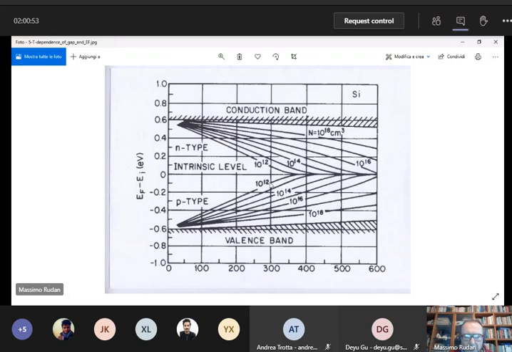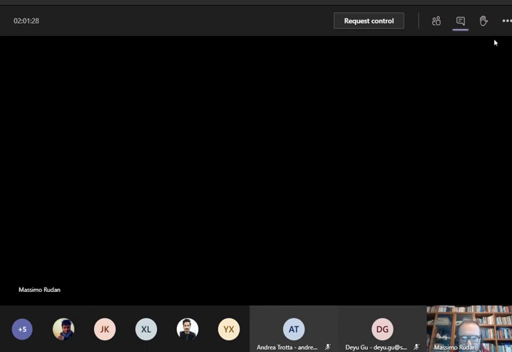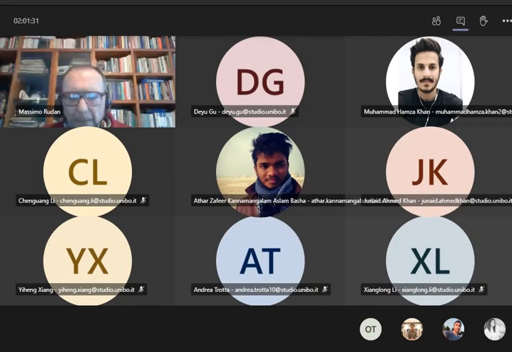The same happens for a p-type dopant, just the opposite. When it is 10 to the 12, it's slightly below the intrinsic, and then it goes down and down when you increase the dopant concentration. Okay, so this figure also is taken from Z. Now we go back to the slides.